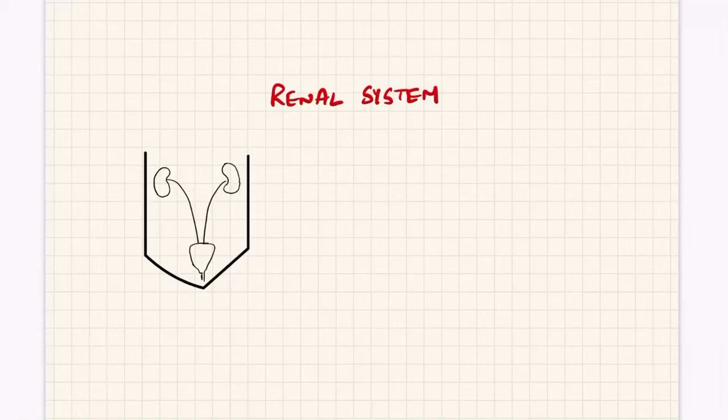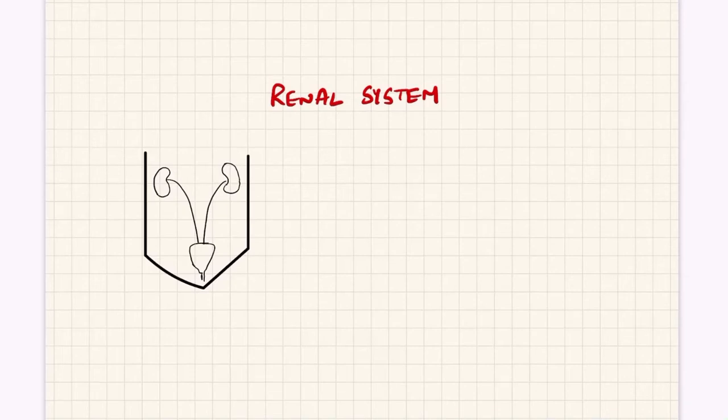So we're going to start off with the renal system now, and in this video I'm going to be covering the basic functional anatomy and physiology of the renal system. So these are your kidneys in your abdomen, situated in the posterior abdominal wall.